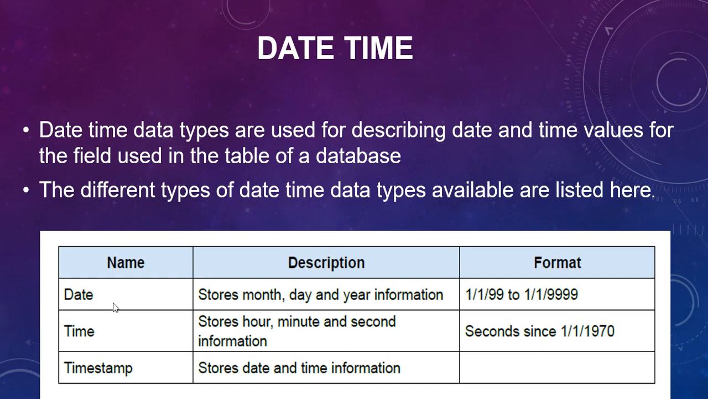Date types are used to store month, day and year information. Here I have given the format. The next one, time. It is used to store the time in the format of hour, minute and second information. So whatever time you want to enter in the table, you can use this data type. Next one, timestamp. It stores both date and time information. These are the three types in the date time data types.